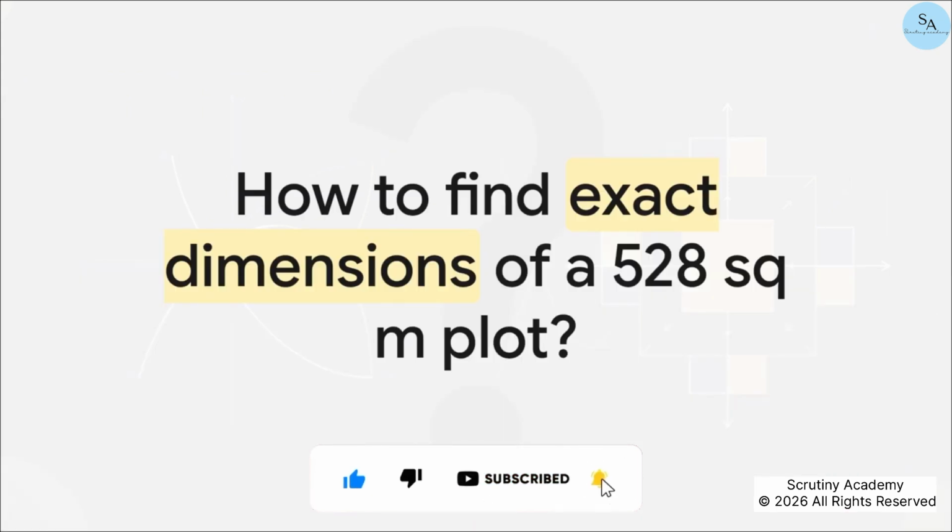So, to kick things off, let's look at a real-life puzzle pulled straight from our source material. Picture a rectangular plot of land. It has an area of 528 square meters, and its length is exactly 1 meter more than twice its breadth. Now, how in the world do we find the exact length and breadth?